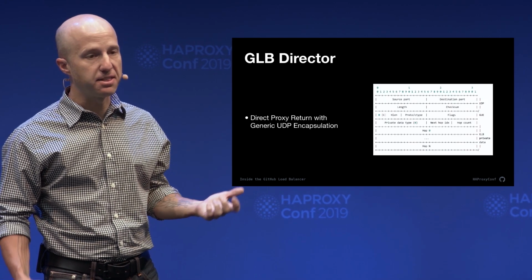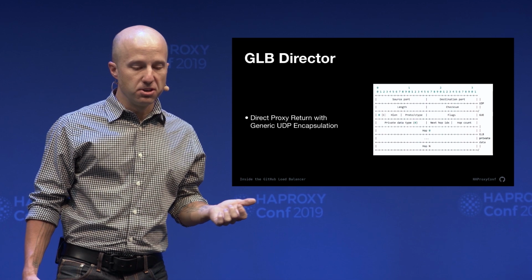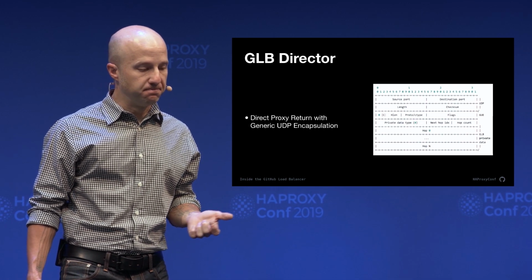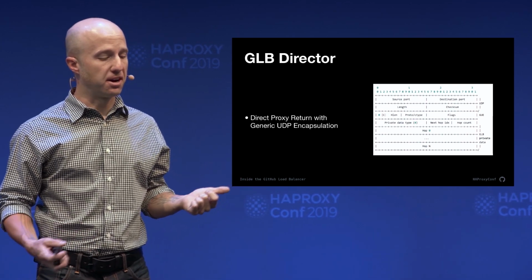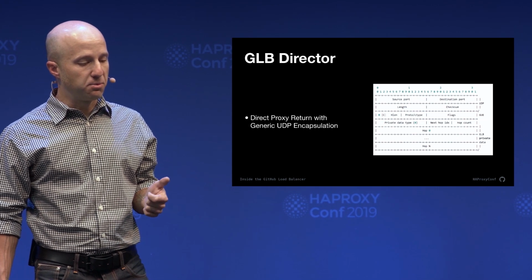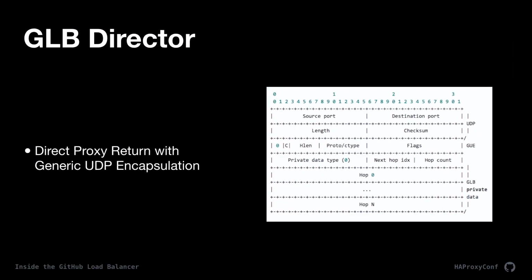To supply that metadata, we use generic UDP encapsulation. We decided early on in the design phase of GLB that we wanted direct server or direct proxy return. This has a number of effects, but a few important ones I want to get into.